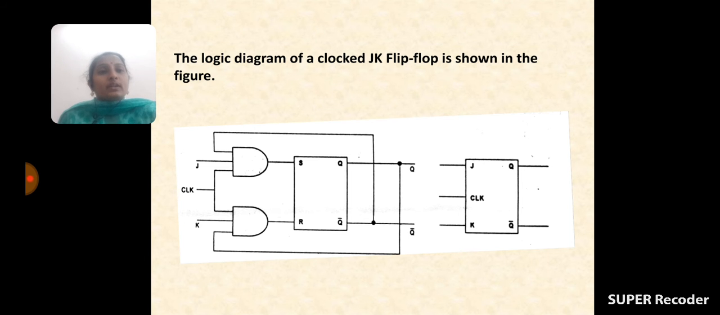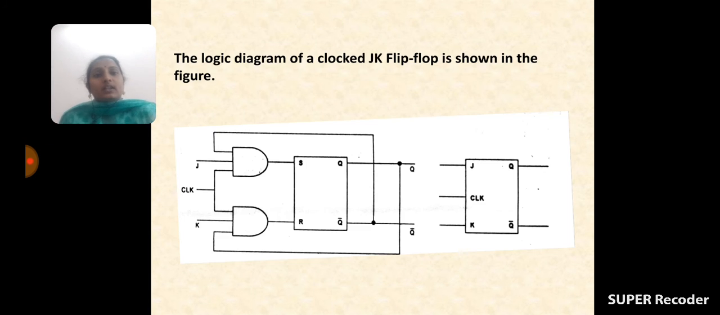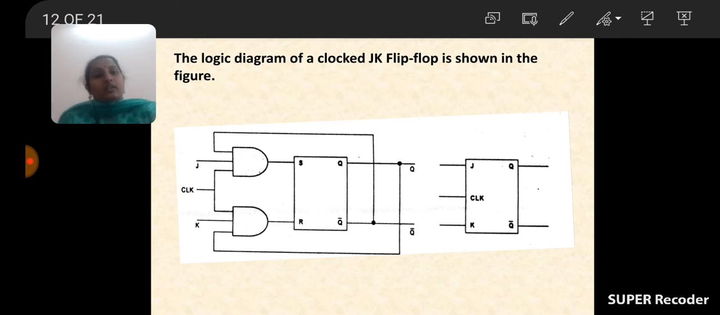How many inputs are there in the JK flip-flop? Two inputs, J and K. And how many outputs are there? Two outputs, one is Q, the other is Q bar. The outputs are complements of each other. With the application of the clock pulse, according to the inputs, the output changes.